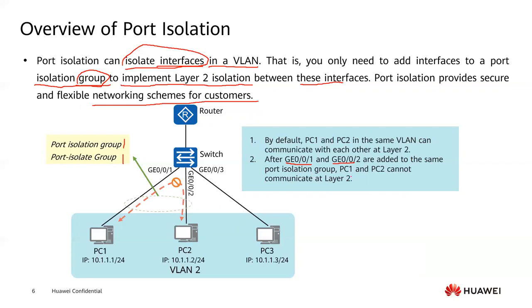But you should notice that they cannot communicate with each other at layer 2. What does it mean? It means they can still communicate at layer 3. What does that mean?